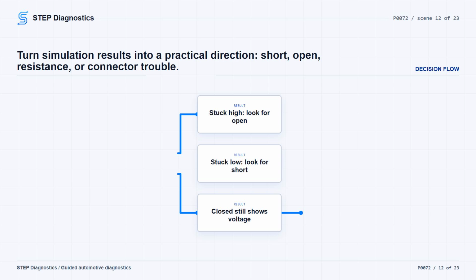If the signal is stuck high, or only the high side fault sets, the likely direction is an open or very high resistance in the signal circuit or sensor ground circuit.